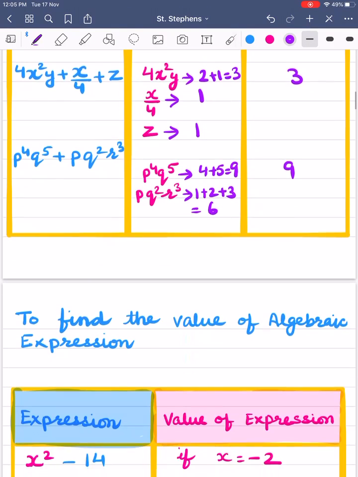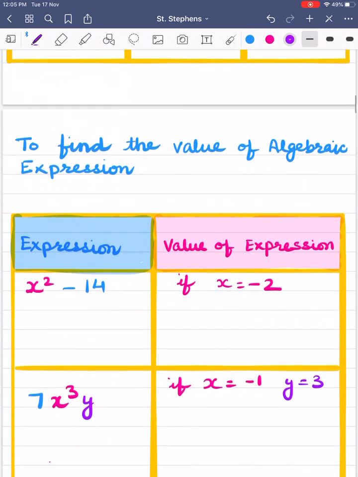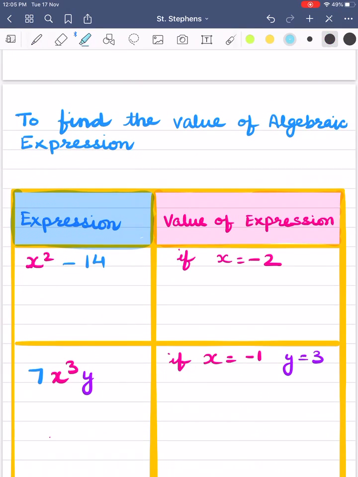Children, let's learn to find the value of algebraic expression. We know that variables represent numbers. In order to obtain the value of expression, we replace each variable by its value. Now we have to find the value of the expression x² − 14 if x is equal to −2. So here we will replace x by its value −2.